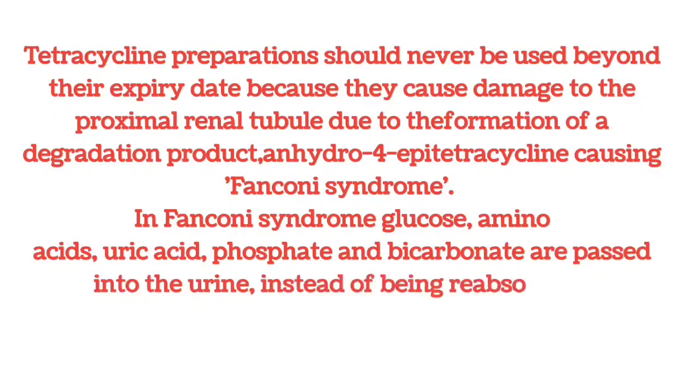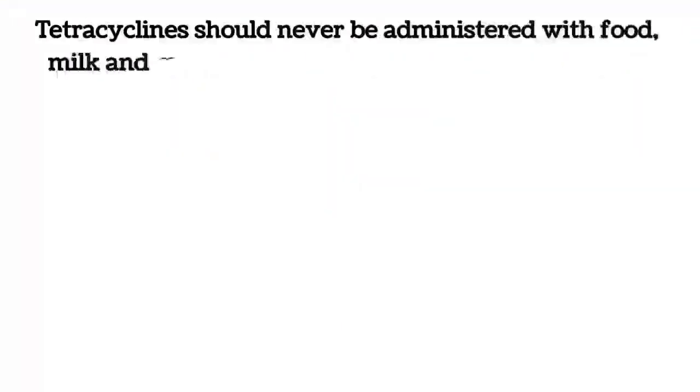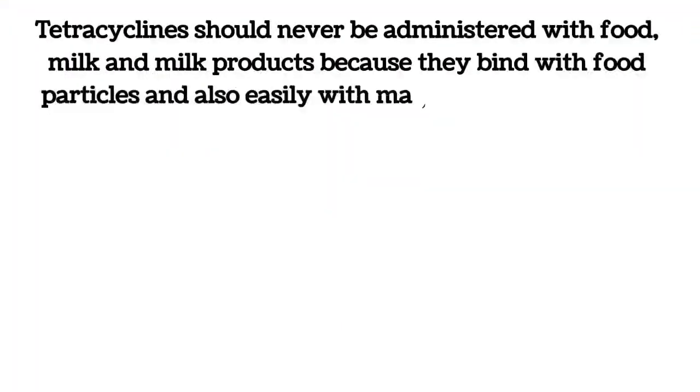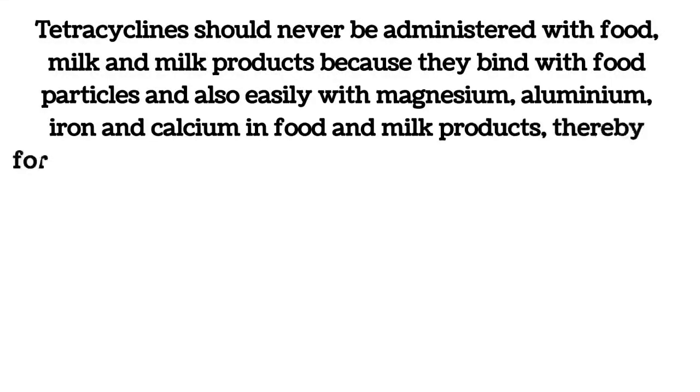Tetracycline preparations should never be used beyond their expiry date because they cause damage to the proximal renal tubule due to the formation of a degradation product, anhydro-4-epitetracycline, causing Fanconi syndrome. In Fanconi syndrome, glucose, amino acids, uric acid, phosphate and bicarbonate are passed into the urine, instead of being reabsorbed.